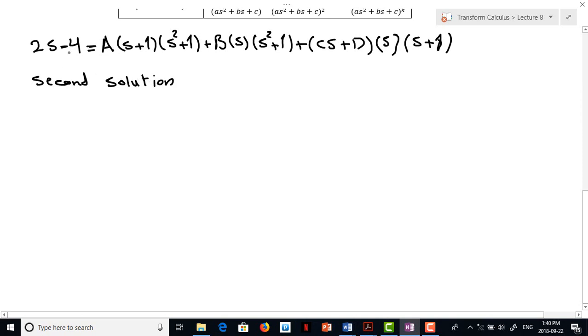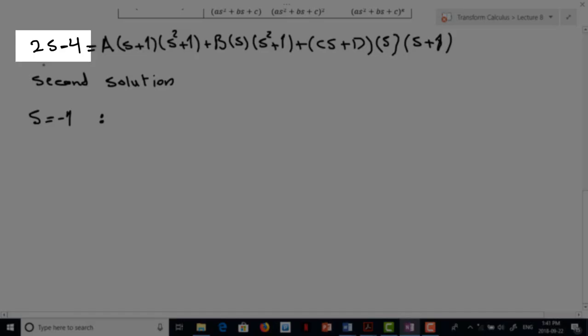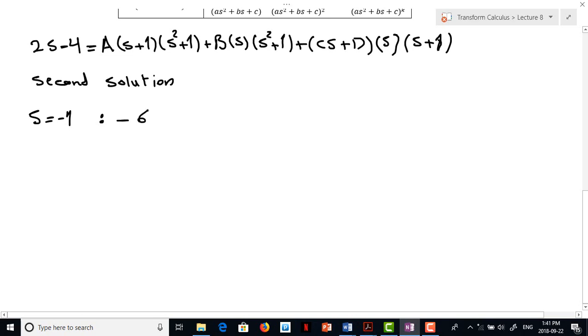We said if two equations are equal, left hand side is equal to right hand side, it should be equal for all the magnitudes of s. As a result, I plugged different magnitudes for s in the right and left hand side of the equation. At first I plug s equal to minus 1. In the left hand side of the equation we have 2 times minus 1 is minus 2, minus 4 is minus 6.